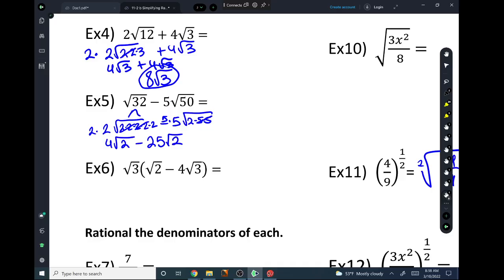All right, 4 root 2 plus 25 root, or sorry, 4 root 2 minus 25 root 2. Negative 21. Good job. We'll keep you anonymous in this video. I'm pretty sure we all know who it is. All right, here we go. So negative 21 root 5.